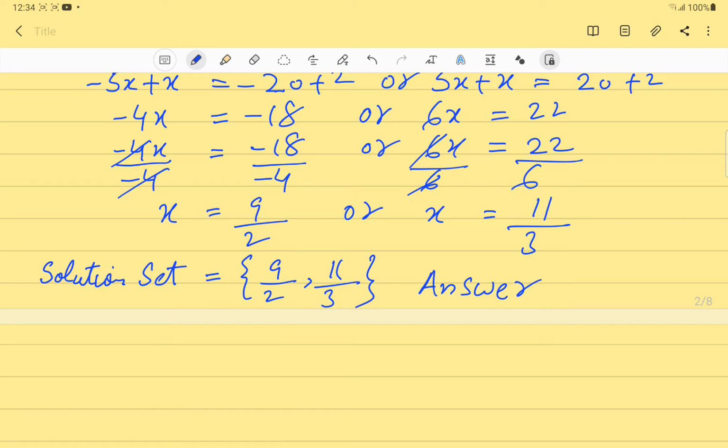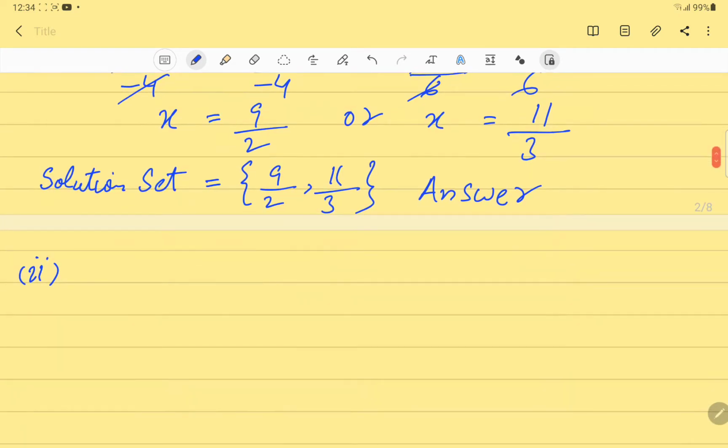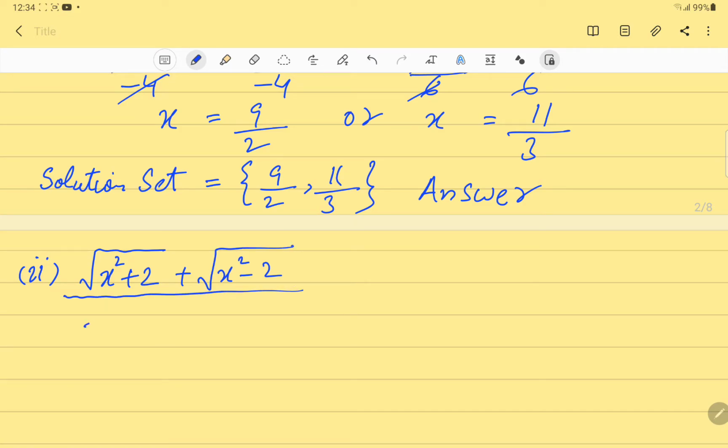Now we move on to our second question. It is x squared plus 2 under square root plus x squared minus 2 under square root over x squared plus 2 minus x squared minus 2 is equal to 2.